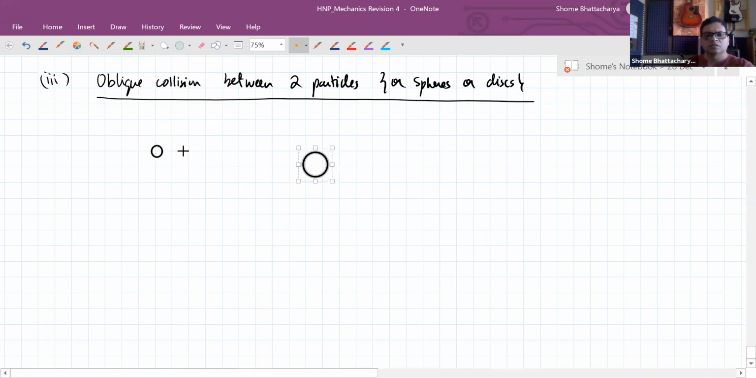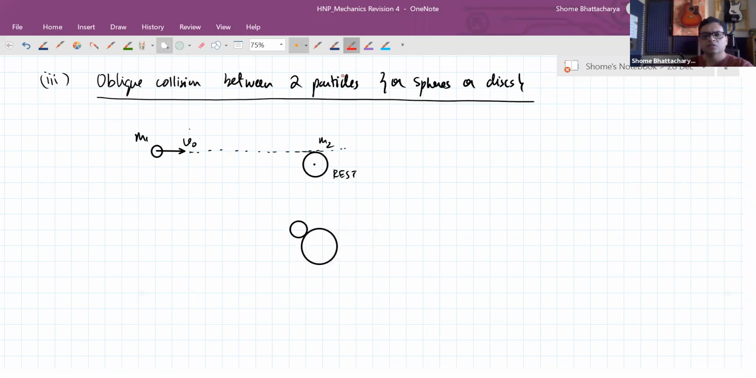So if this one is traveling with a velocity v naught, and this one is at rest. Now this need not be tangential at this point, it could be anything. Okay. But it's not passing through the center of the second one. So when they come in contact, then the center to center line, that becomes what we call the axis of the collision or line of action of the collision force.